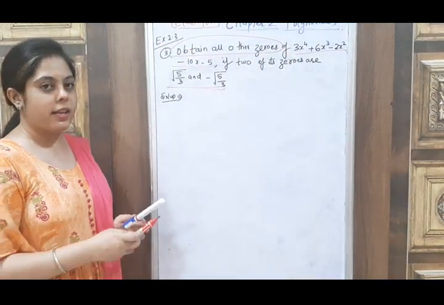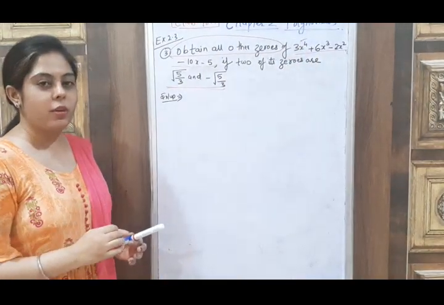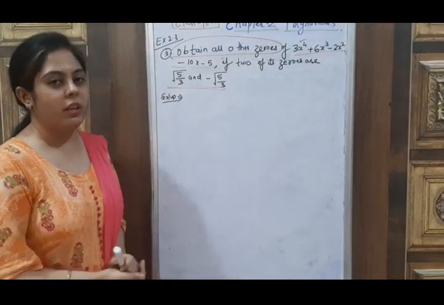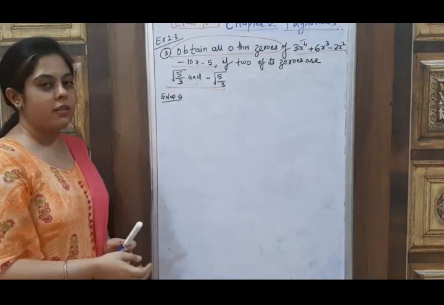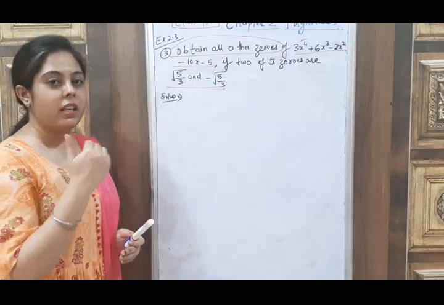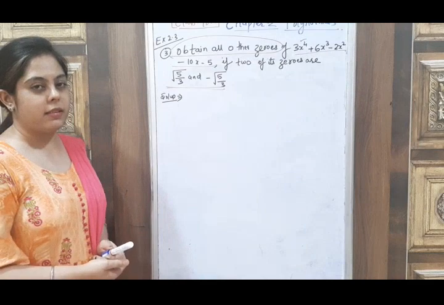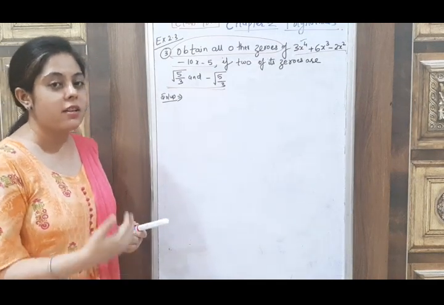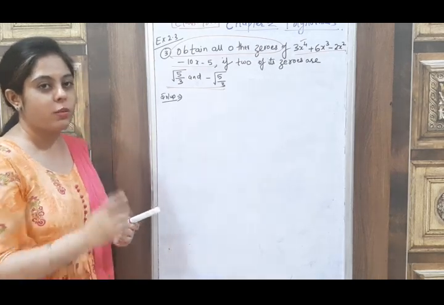So here you can see that the degree of this polynomial is 4. It means the total zeros for this polynomial will be 4, in which two zeros are given. We have two of the zeros and the remaining two zeros we have to find here. So let's start the method how to find out the remaining zeros. How many zeros we have to find here? Two zeros we have to find and the total number of zeros of this polynomial is 4.